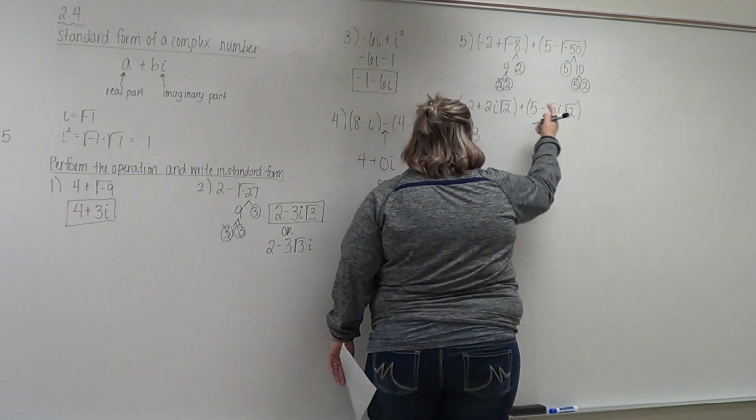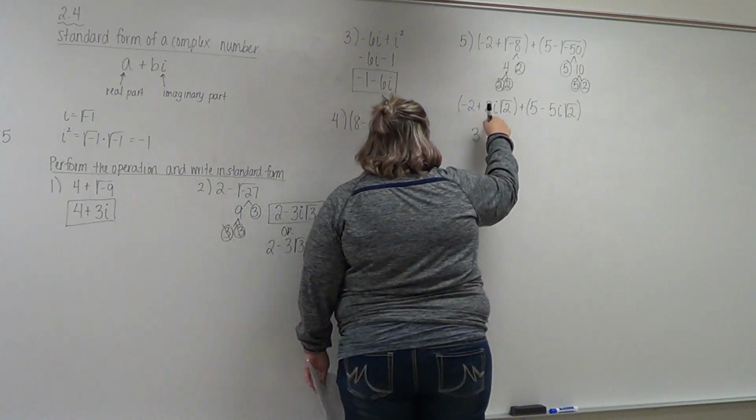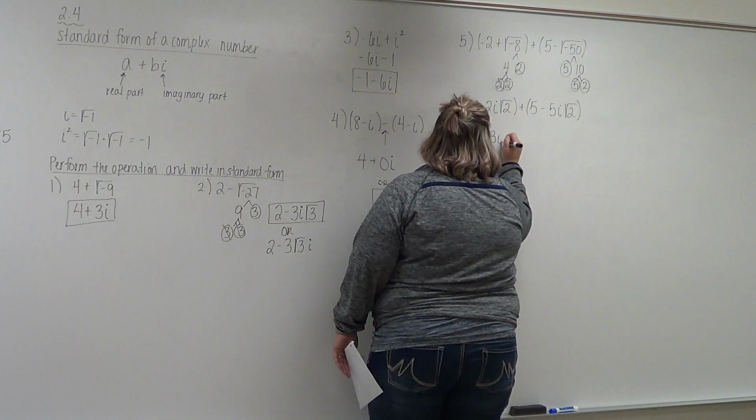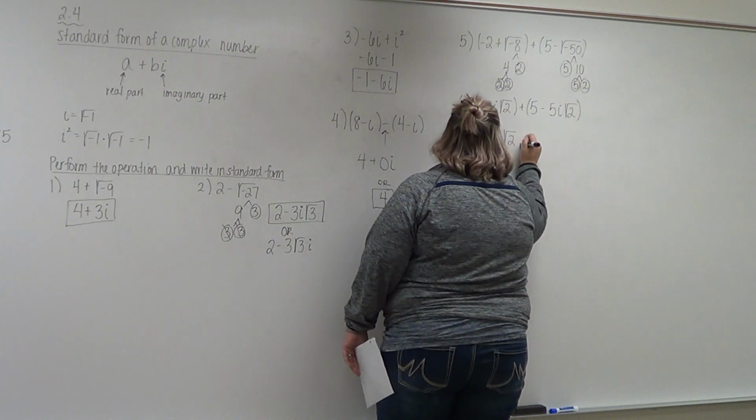Okay, these are the same thing. They're both square root of 2's. So 2i square root of 2 minus 5i square root of 2 would be negative 3i square root of 2.